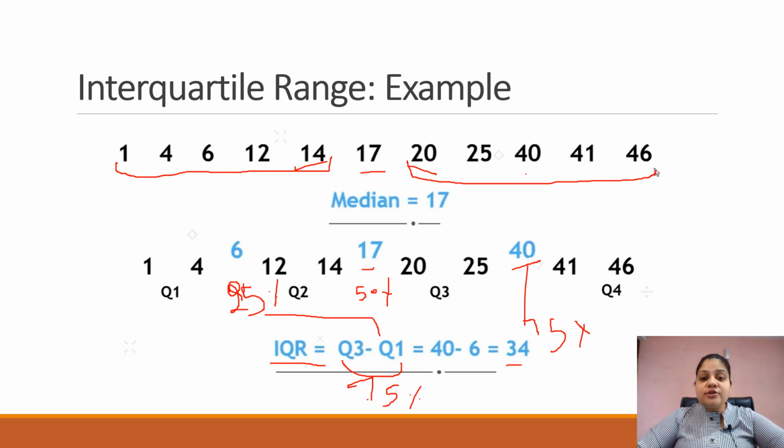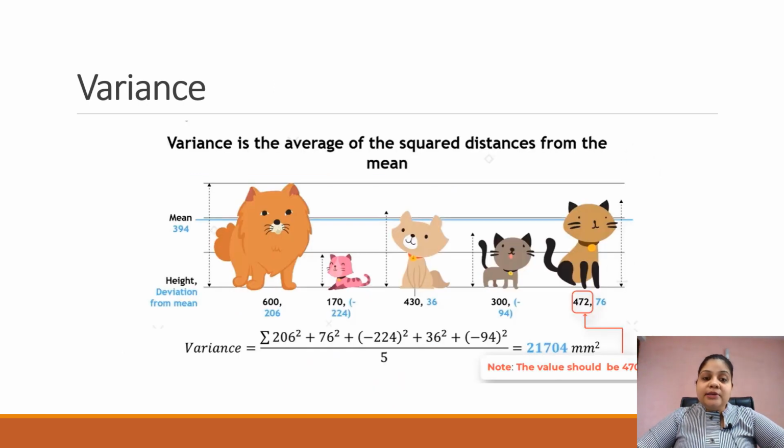It is also used to plot the box plot, and the box plot is also based on this interquartile range only, and it is therefore used to find the outliers in our data. The next parameter is variance. Variance is the average of the squared distances from the mean.